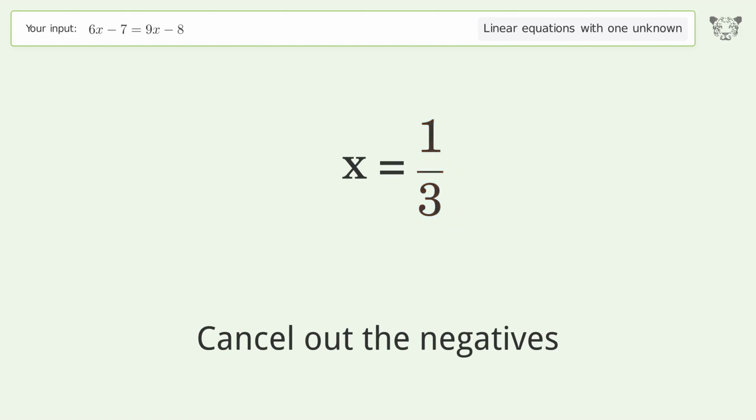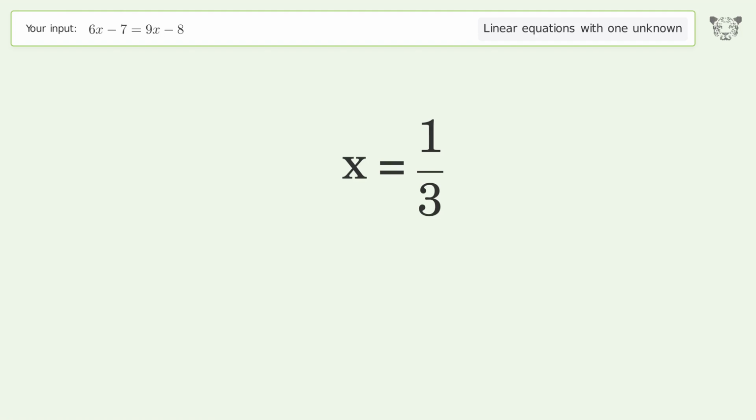And so the final result is x equals 1 over 3.